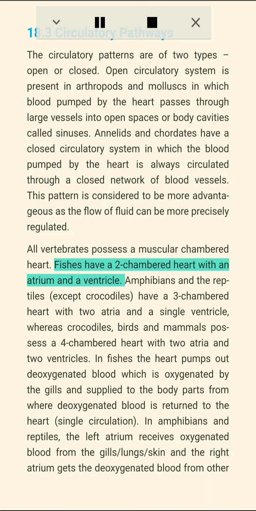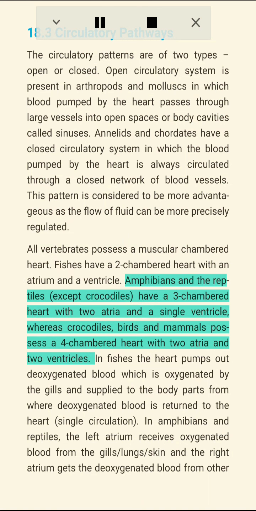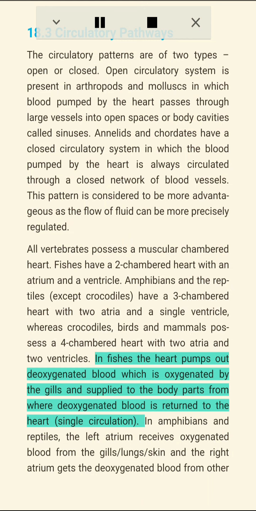All vertebrates possess a muscular chambered heart. Fishes have a two-chambered heart with an atrium and a ventricle. Amphibians and the reptiles, except crocodiles, have a three-chambered heart with two atria and a single ventricle, whereas crocodiles, birds and mammals possess a four-chambered heart with two atria and two ventricles.